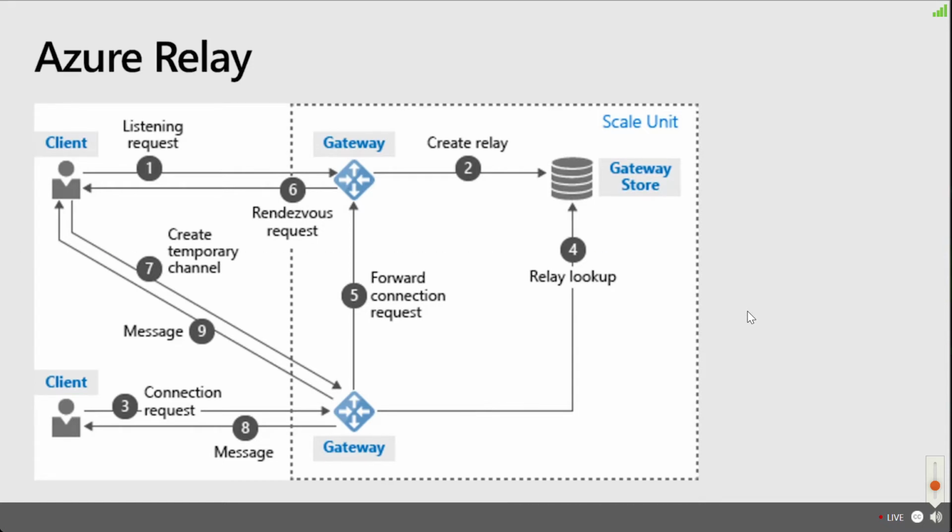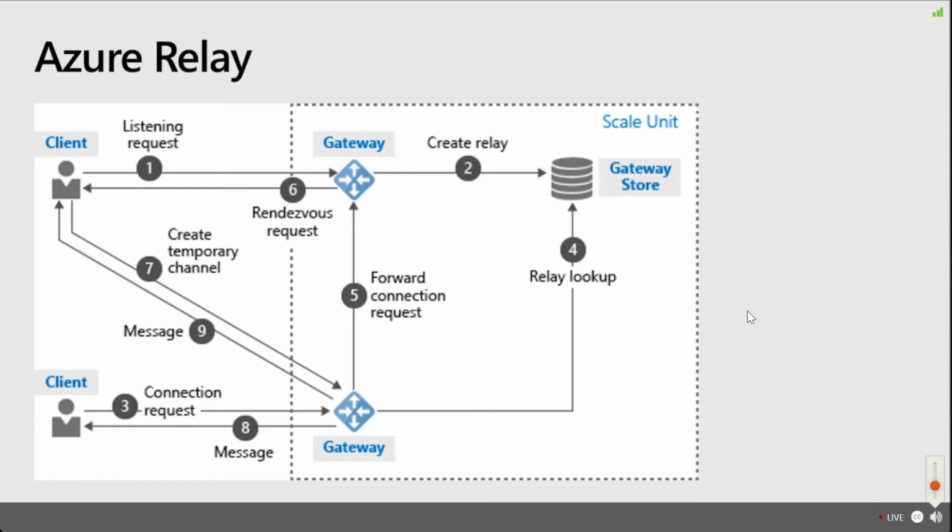In step six, the gateway sends the request to the listening client for it to create a temporary channel to the gateway node that's closest to the sending client. In step seven, the listening client creates a temporary channel to the gateway that's closest to the sending client. Now that a connection is established between clients via the gateway, the clients can exchange messages with each other. In step eight, the gateway forwards any messages from the listening client to the sending client. And in step nine, the gateway forwards any messages from the sending client to the listening client.